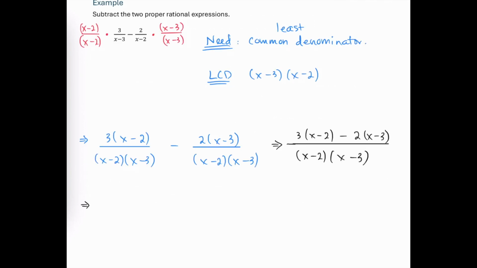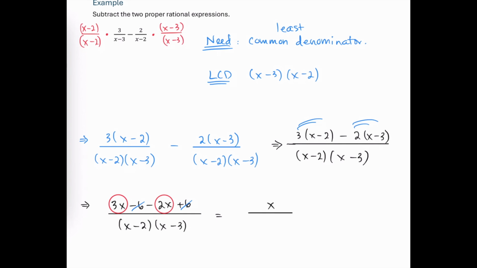Let's simplify that numerator by distributing the 3 into the parentheses and also distributing negative 2 into its parenthesis. So our numerator then becomes 3x minus 6 minus 2x plus 6. And this is all still over that denominator of x minus 2 times x minus 3. We see that these 6's cancel out, and we can also combine like terms here, where we have 3x minus 2x is now just x in the numerator, and in the denominator we have x minus 2 times x minus 3. And since we can't simplify this any farther, this is the final result of having initially subtracted these two rational expressions.